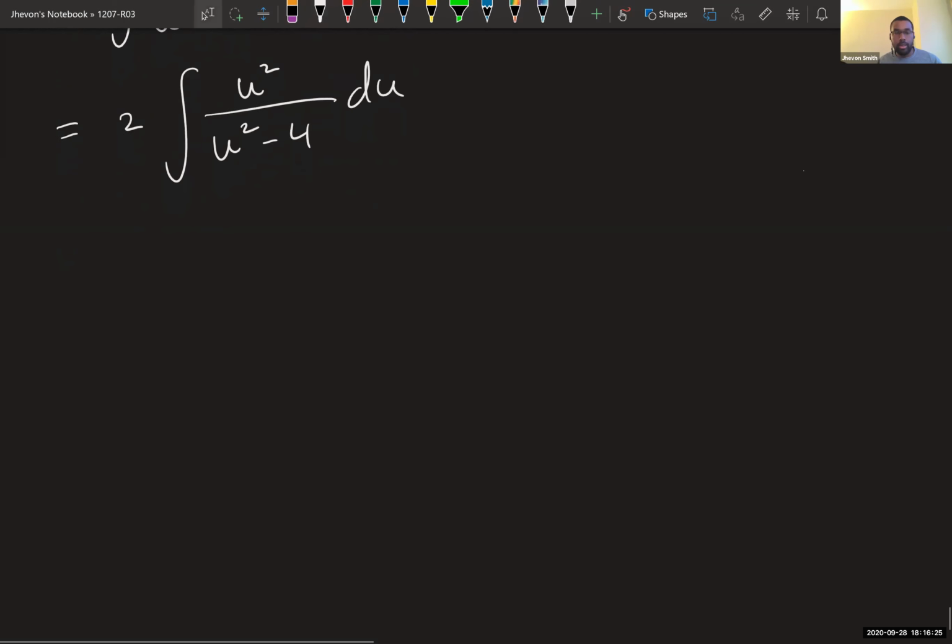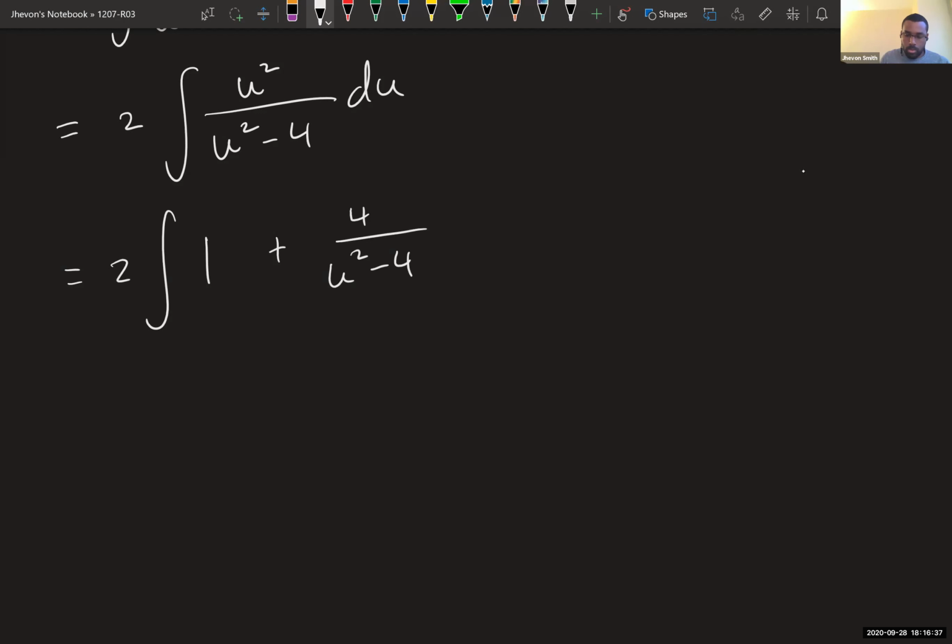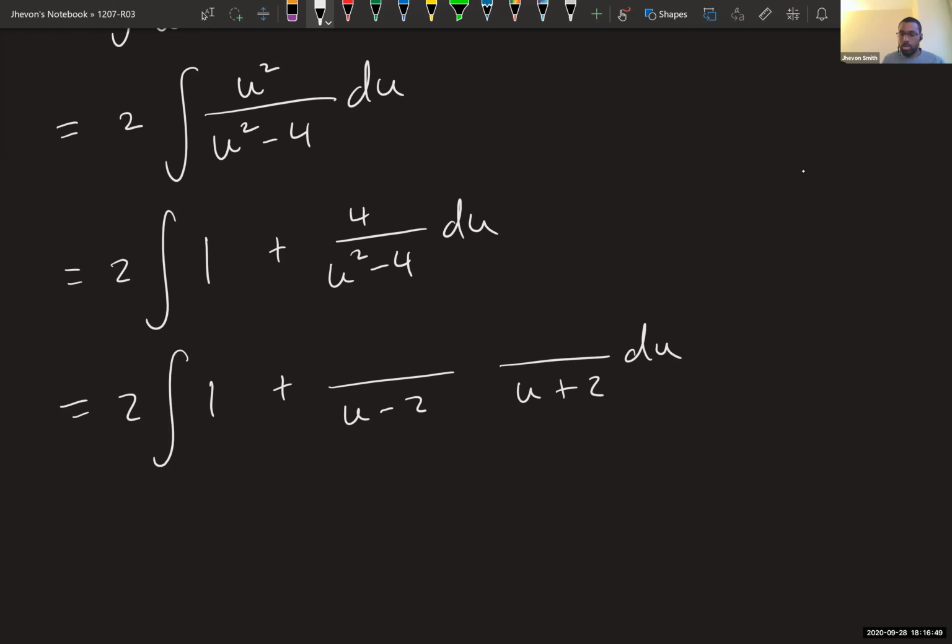How do we deal with that? So then what I did is I subtracted 4 and then added 4 on the numerator. And then it gave me 1 plus 4 over u squared minus 4. Okay, and then it's 1 plus a over u minus 2 plus b over u plus 2, because it's a perfect square. Right. So this part here is just 4 over u minus 2 times u plus 2.